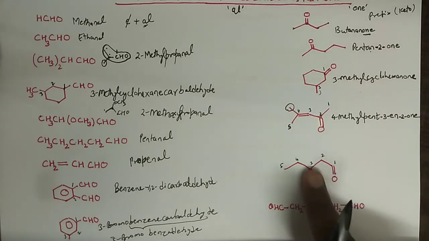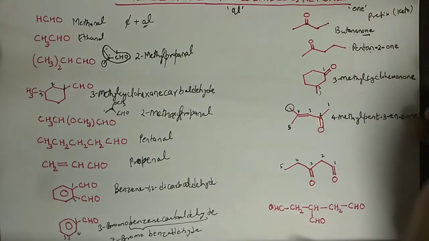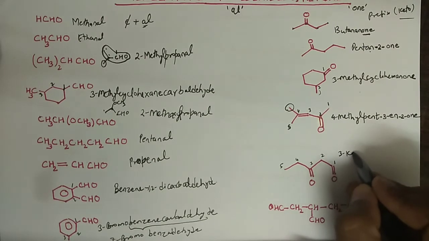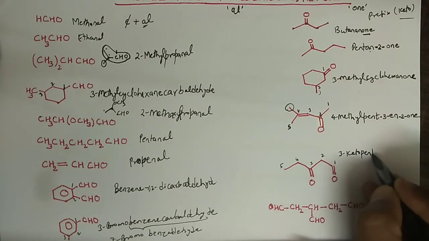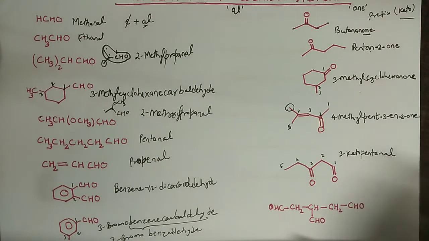Now if this group is not present, then this will be pentenyl, and if this group is present, then the prefix is keto, as we know. So we will write here 3-ketopentanal. Do not write here any 1-al or 2-al, because this is always present at the first carbon.